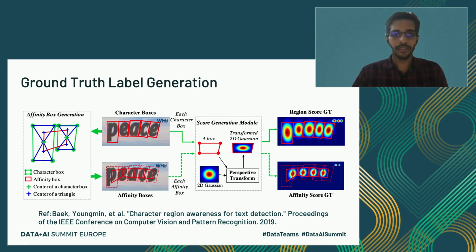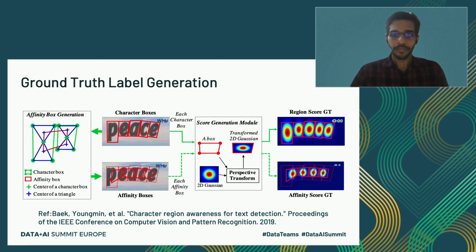Once we have the affinity boxes and character boxes, we take a 2D isotropic Gaussian, and we have a box, a character box or affinity box. Then we try to warp this 2D isotropic Gaussian into that particular box. That is, we apply a perspective transform and arrive at a transformed 2D Gaussian. This transformed 2D Gaussian is nothing but a mask for each of the characters, and also for the affinity between the characters.